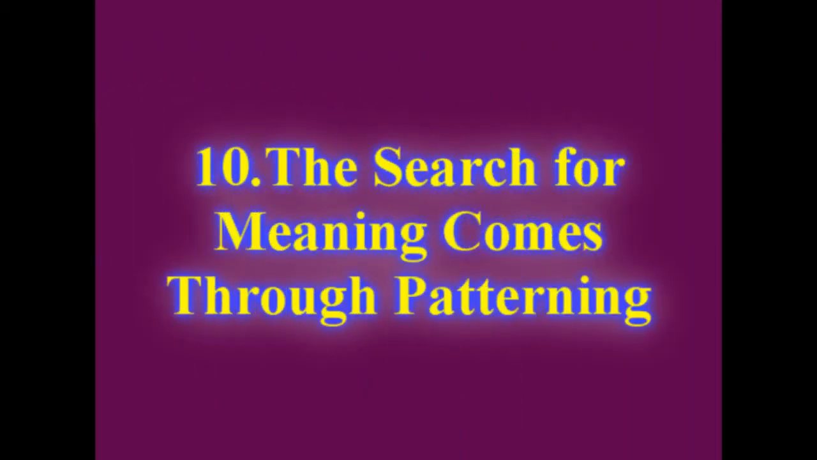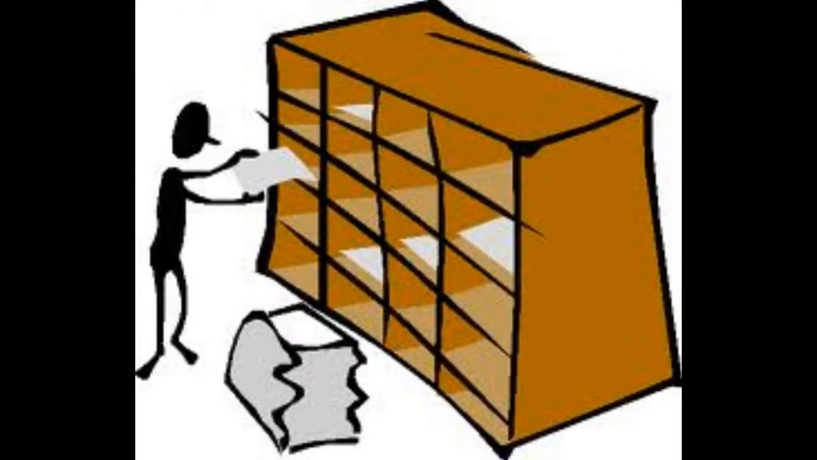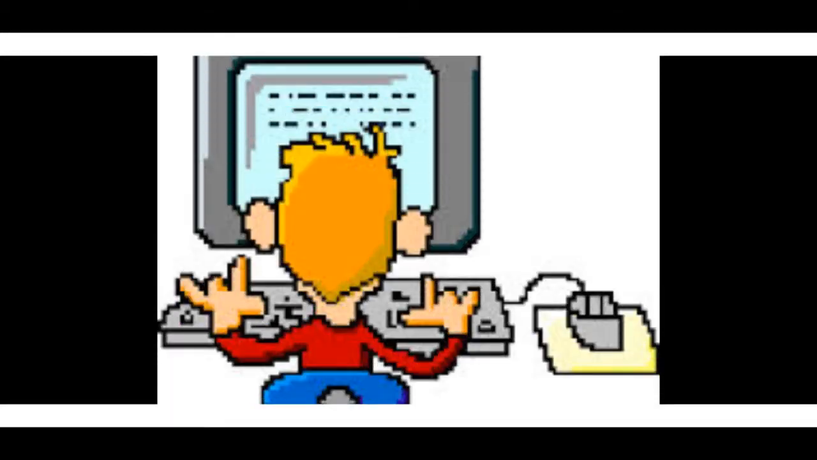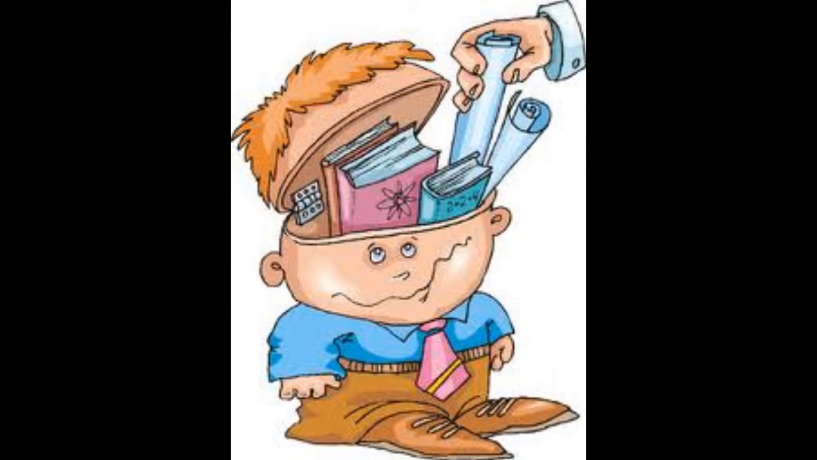To continue, let's talk about principle number 10, which is called the search for meaning comes through patterning. What does patterning mean? Patterning is the organization and categorization of information. Namely, it is the way in which we tie or connect our previous knowledge with the new one. The main characteristic of this principle is the learning cycle, which consists of using knowledge, the desire to acquire knowledge, using the knowledge again, and so on.